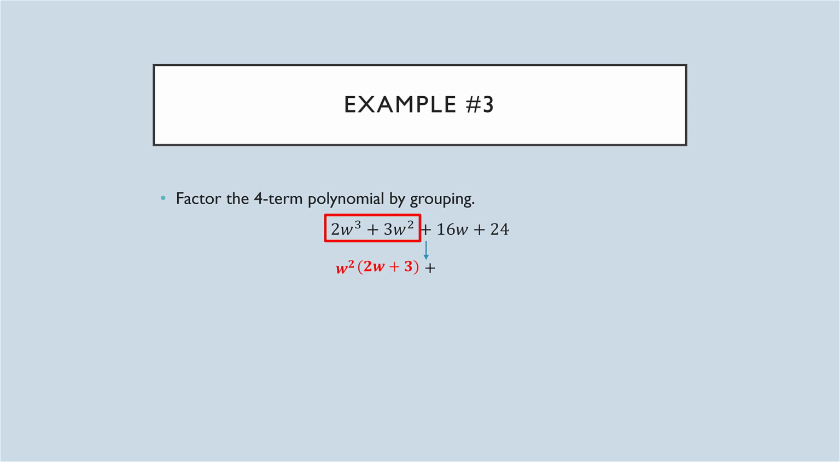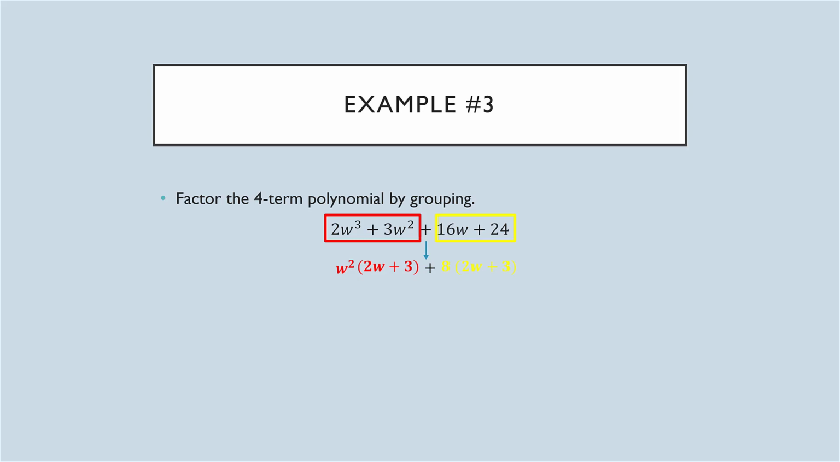And now we can GCF factor the last 2 terms, 16w plus 24. 16w and 24 have a GCF of 8. That is the largest common factor that goes into both of them. And now I want to find out what goes inside that set of parentheses. If I'm at 8 and I want to get to 16w, I need to multiply by 2w. And then I'm also still at 8, but now I want to get to 24, that second yellow term. So I need to multiply by 3. So I have my 2w plus 3 in the parentheses.